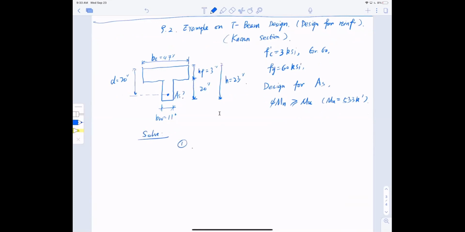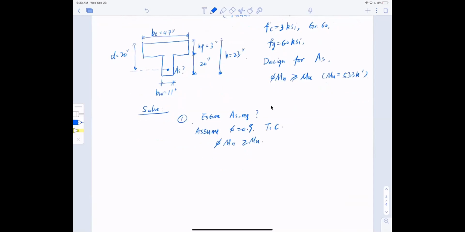First step is to estimate the effective compressive zone A. But to estimate A, I need to know the area of steel, so I have to estimate the required area first. How to do that? I'm going to assume first phi equal to 0.9, tension control. This is an assumption right now, because I want to satisfy phi Mn bigger than Mu. So I'll start the design as a rectangular section. I have As required equal to Mu over phi fy (d minus a/2), assuming a rectangular section.